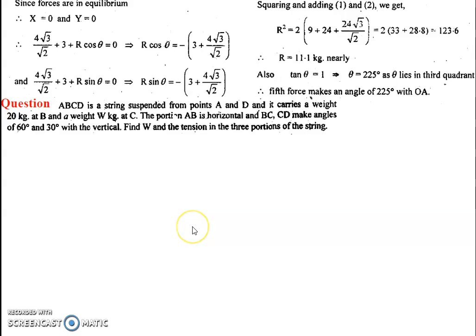Students, this question we will discuss in the next video, so I stop here. From here onwards, we have Lami's theorem. We apply Lami's theorem on all questions. So thank you, and next we see this question.